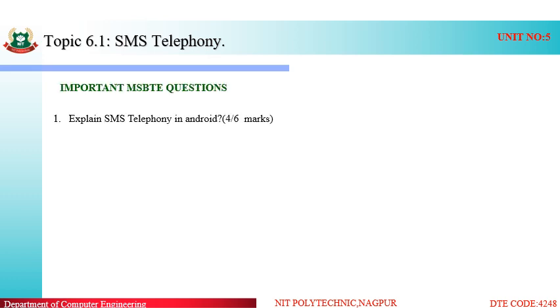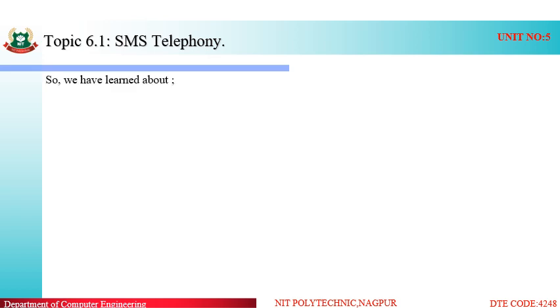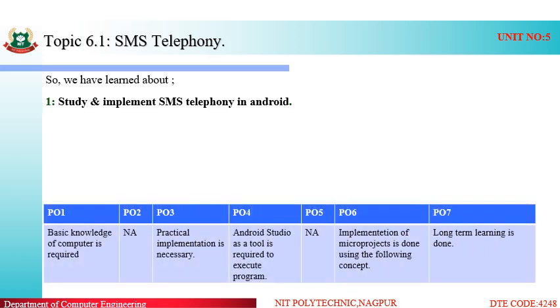The important MSBT related question here is: explain the SMS telephony in Android application. What we have learned today is that we have studied and implemented the SMS telephony functionality inside our Android application. The POs mapped are PO1, 4, 6 and 7.